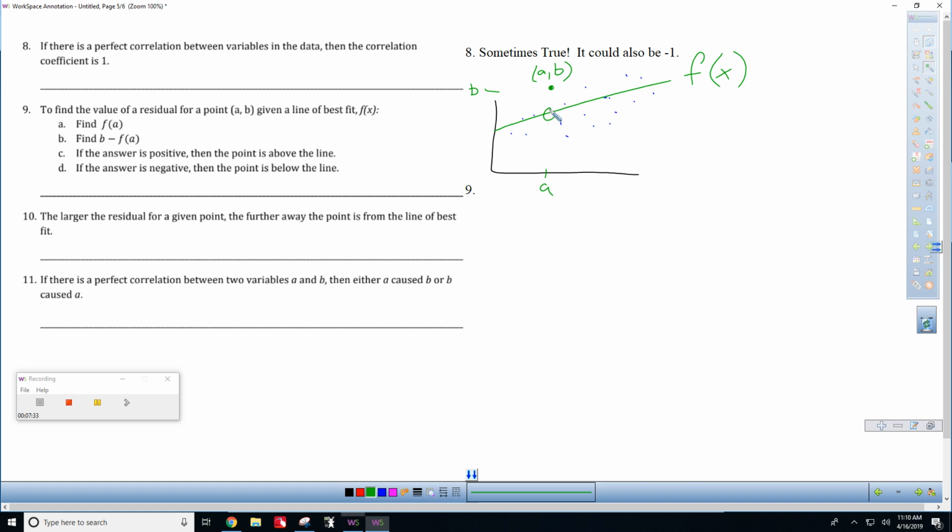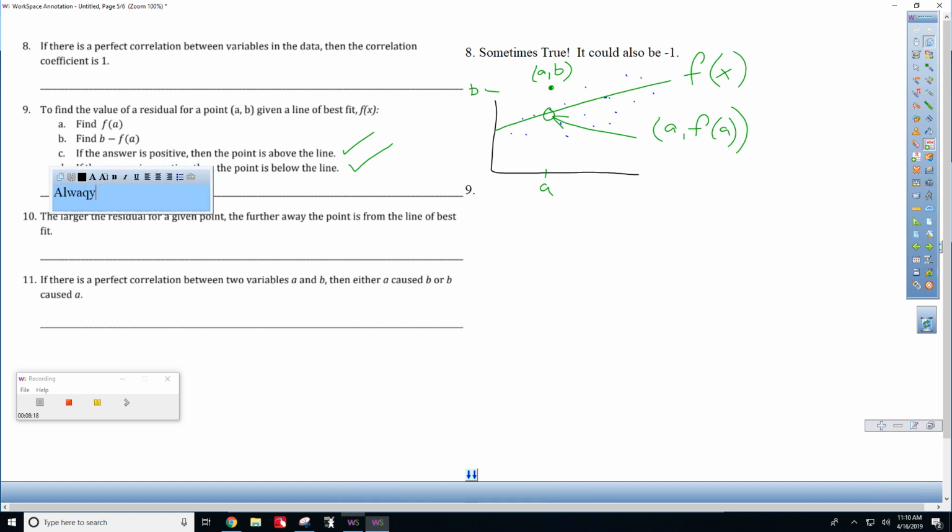So this right here, let me write that a different way. That is the point A, comma, f of A. Okay, so find f of A, that's how high up the line went. Take B minus f of A. If the answer is positive, then the point is above the line. If the answer is negative, then it's below. Yes, this is exactly true. That is always true. That's exactly how you find a residual. Always.